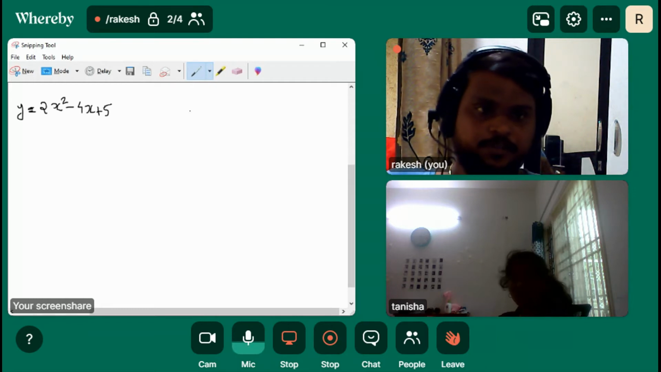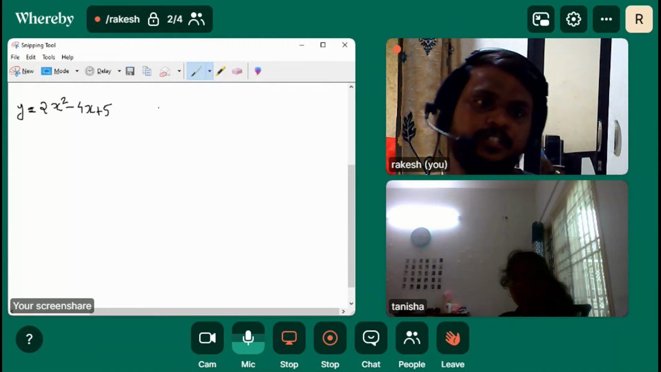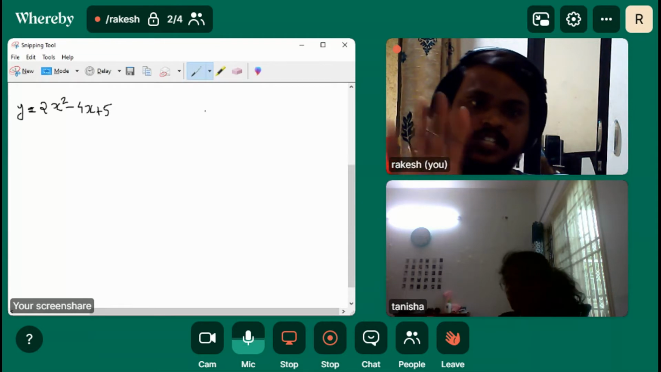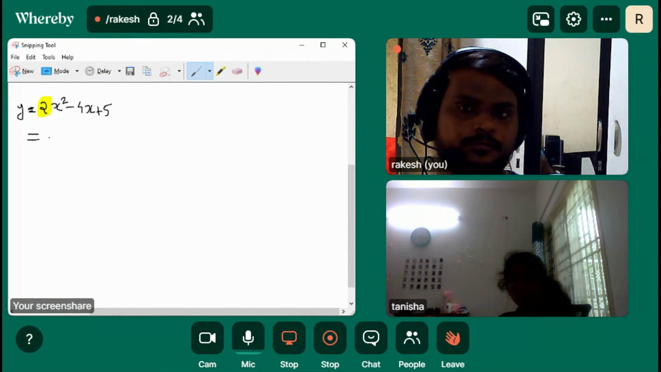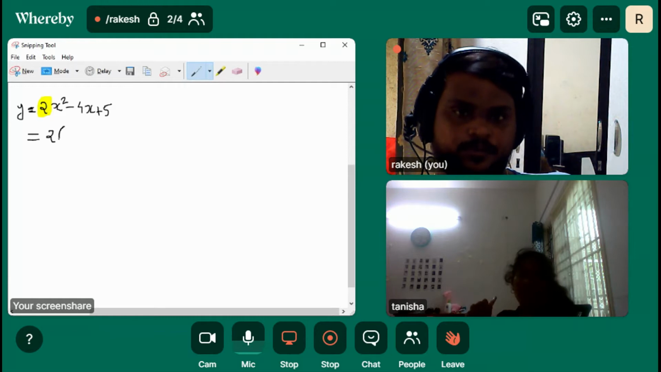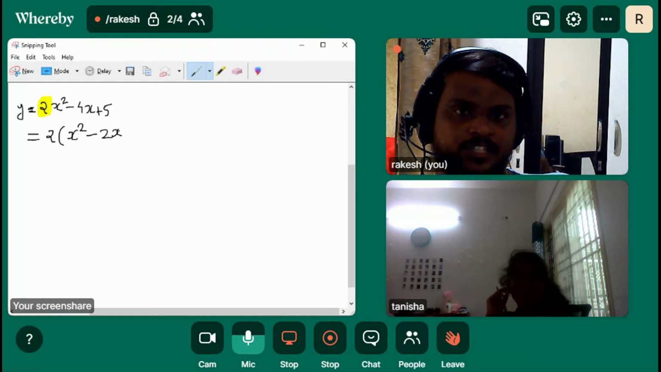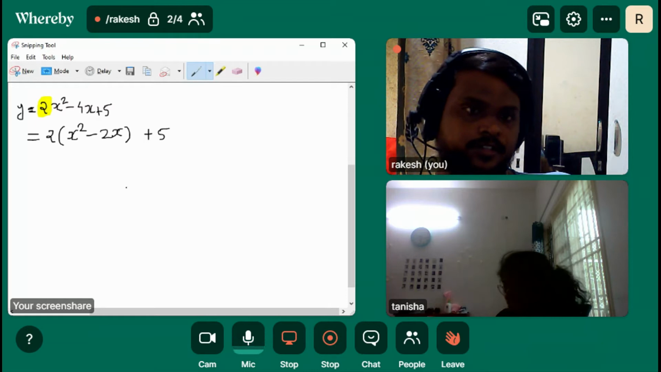Now understand it properly, because I'm explaining the full completing the square method again. If you have to complete the square, one condition is we have to take the coefficient of x square as 1. So how to do that? How to make the coefficient of x square as 1? 2 and then bracket x... minus. Very good. So we'll take 2 common and we just start the bracket here, taking these two terms. So this is your first step.